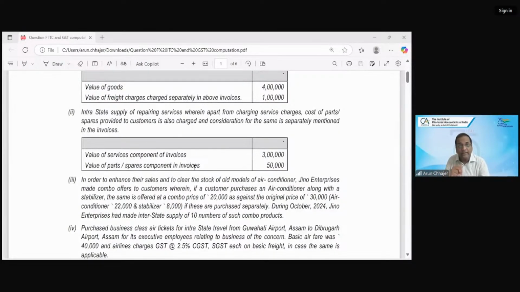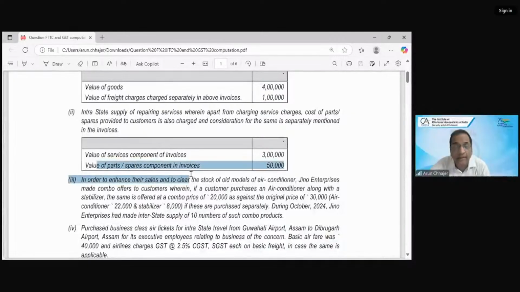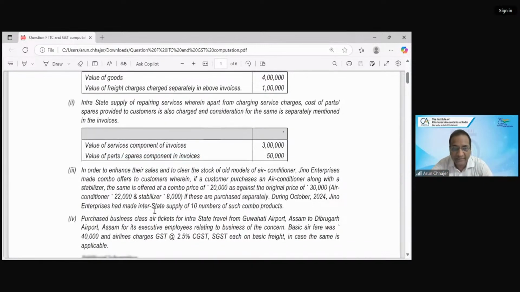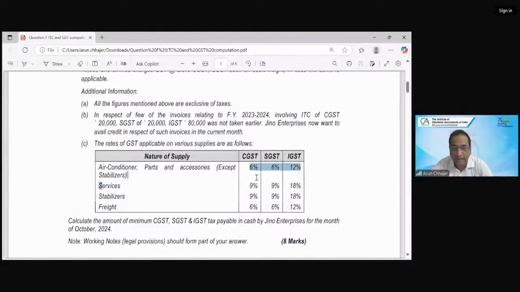Is it naturally bundled? Is it part of the AMC service? You are purchasing the material also, at the time of the service. So if my service component is there and along with it I have supplied material, you can give the assumption that it is not naturally bundled and therefore it is considered an independent supply. What is the tax rate? The tax rate for service is 9% and the tax rate for parts is 6%.